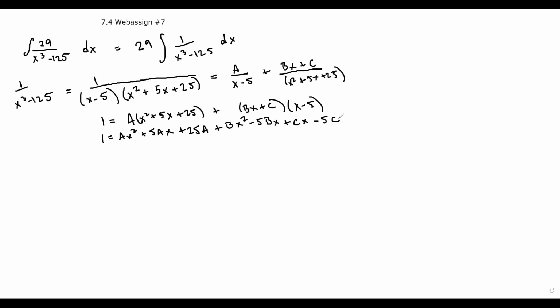Okay, so I went ahead and expanded this out. So I have Ax squared plus 5Ax plus 25A plus Bx squared minus 5Bx plus Cx minus 5C. Okay, so just again, just expanding.